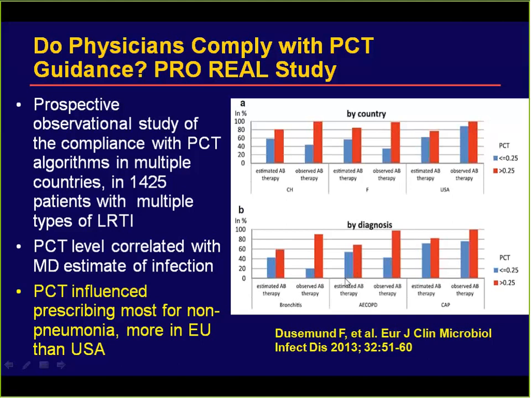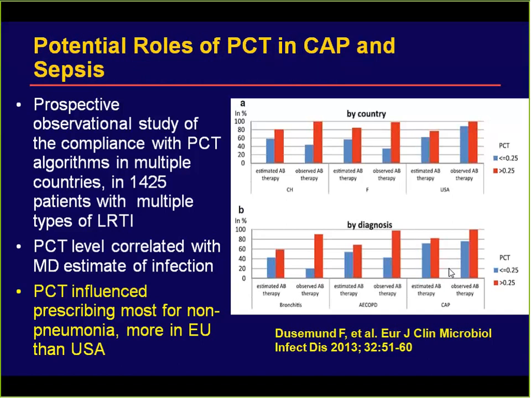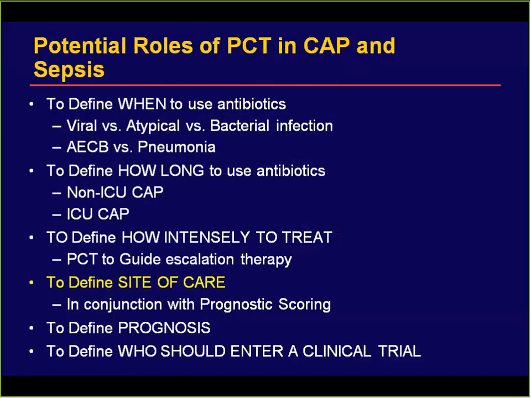In bronchitis and in COPD, there was a decrement in the use of antibiotics. In community-acquired pneumonia, it had very little effect on the use of antibiotics. The observed and the expected use of antibiotics were virtually identical. So again, what this study showed was that people are more reluctant to listen to procalcitonin guidance in pneumonia than in other diagnoses, and definitely more reluctant to follow the guidance in the United States compared to the findings in France and in Switzerland.